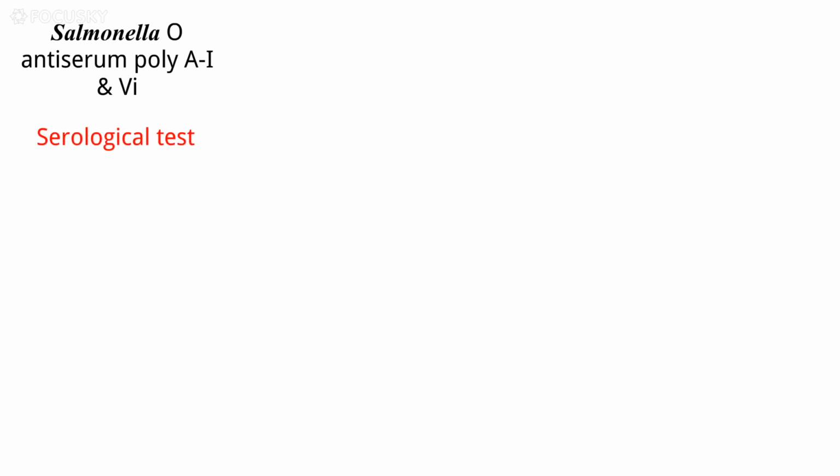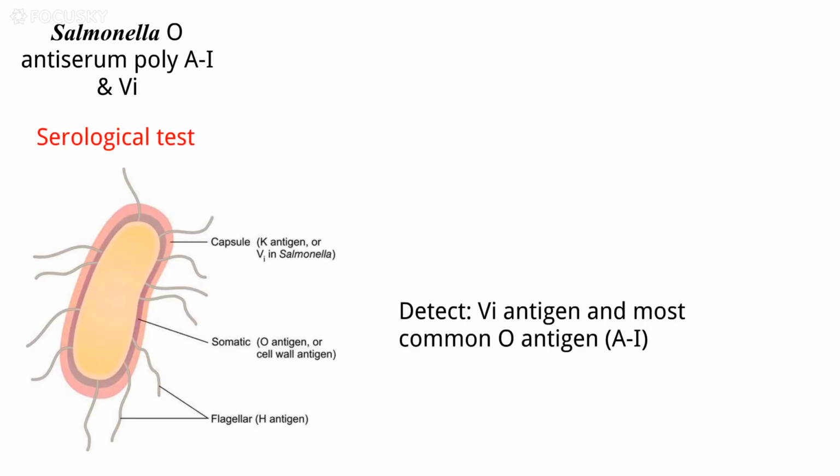Similar to rapid detection, the serological test also detects the antigens presented on the surface of Salmonella. However, this reagent includes anti-Salmonella antibody against O antigen A2I as well as the VI antigen on the capsule.